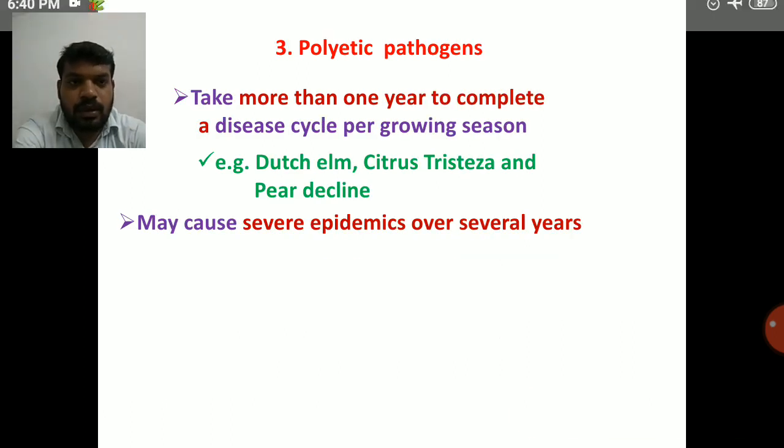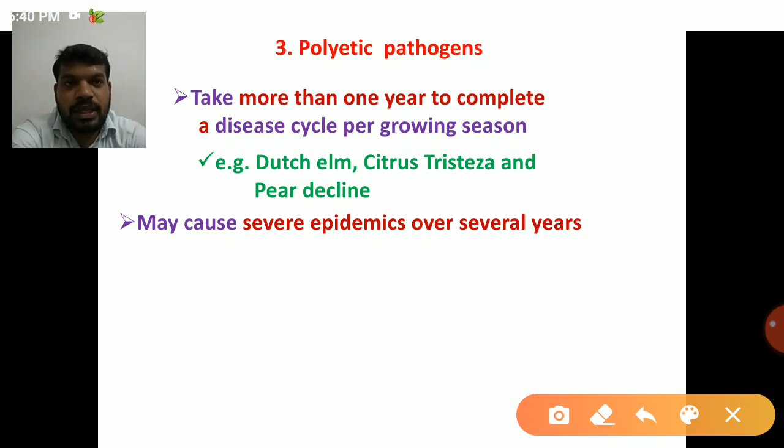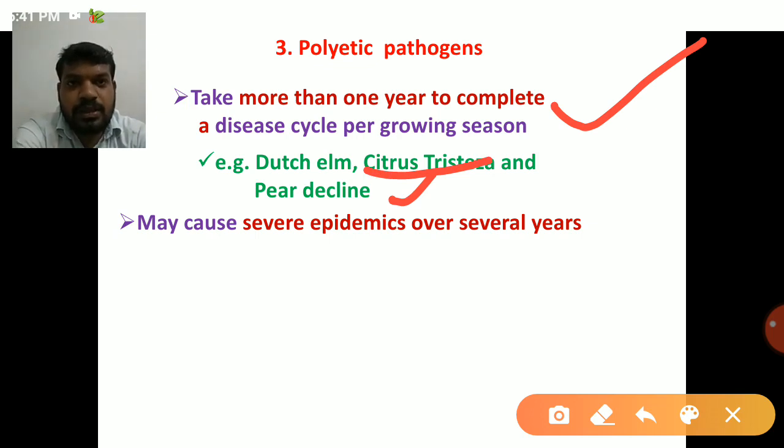So the last one is polyetic pathogens, which take more than 1 year to complete a single disease cycle. For example, Dutch elm disease, Citrus tristeza, pear decline. Citrus tristeza is a viral disease. It takes more than 1 year to complete its life cycle, and it continuously multiplies its progenies in a particular host, and may cause severe epidemics over several years.